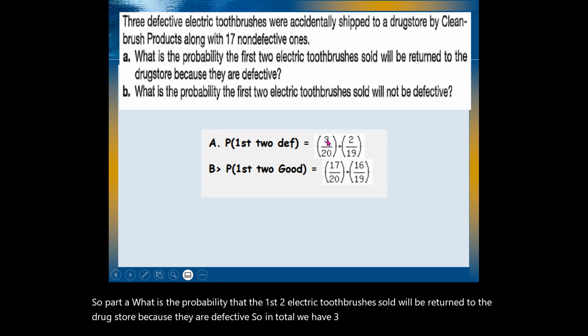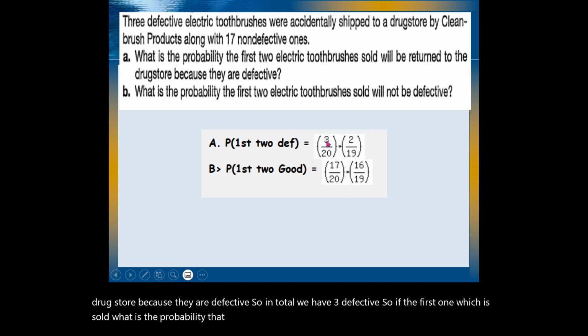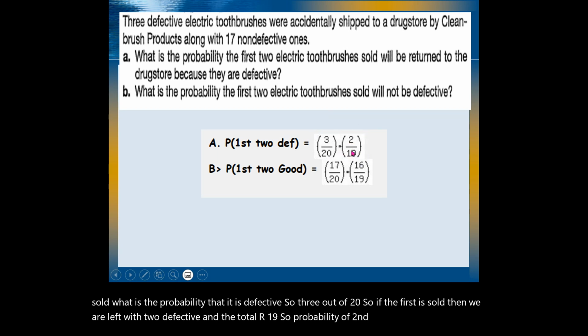So if the first one is sold, what is the probability that it is defective? So 3 out of 20. If the first is sold, then we are left with 2 defective and the total is 19. So the probability of the second being defective is equal to 2 by 19.